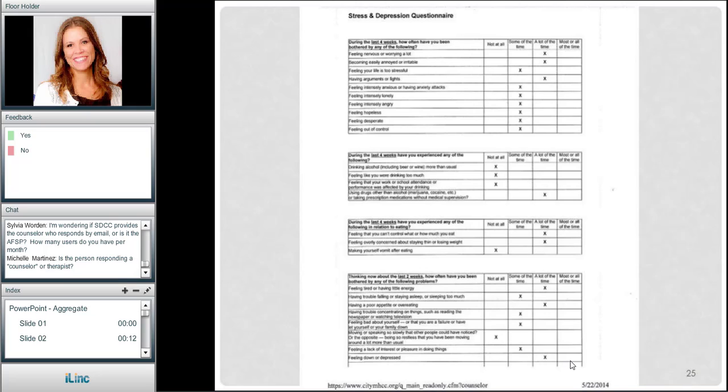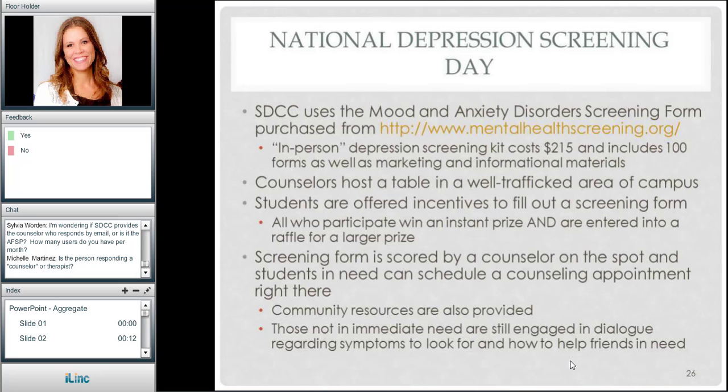So if there's no more questions on the ISP, I'll move on to the next thing that we do, which is for National Depression Screening Day. We usually purchase the in-person kit from mentalhealthscreening.org. I don't know if you guys have used that before, but it's pretty cost-effective. It's $215, and you get 100 surveys or assessments, and then a lot of other marketing material and things to promote National Depression Screening Day.